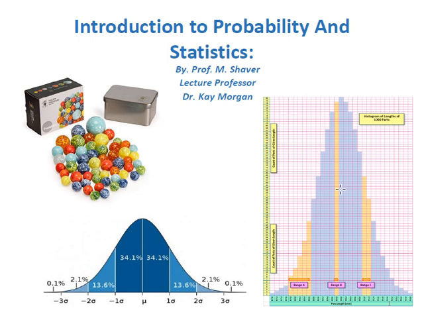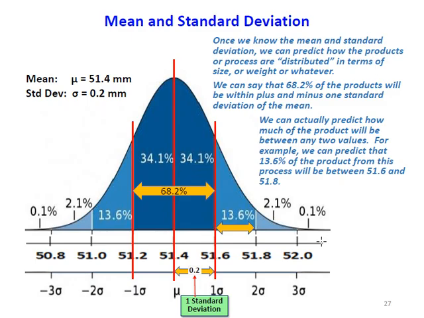So we're going to continue with probability and statistics, part number 3. Last time we discussed the normal distribution curve, the mean and standard deviation, and how to use the area of the graph to come up with a product.